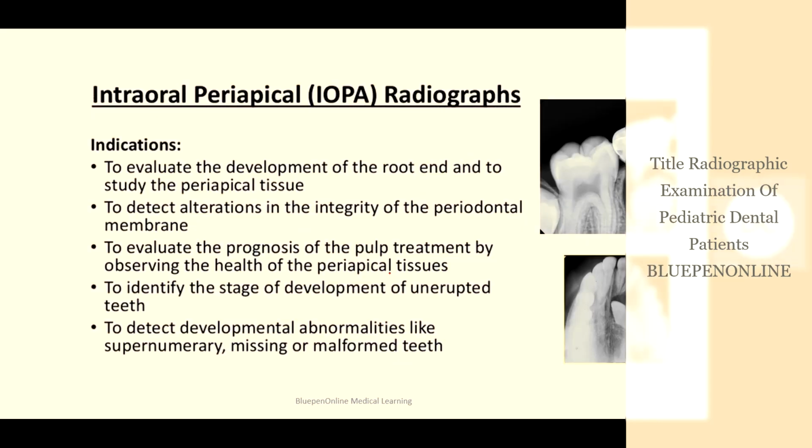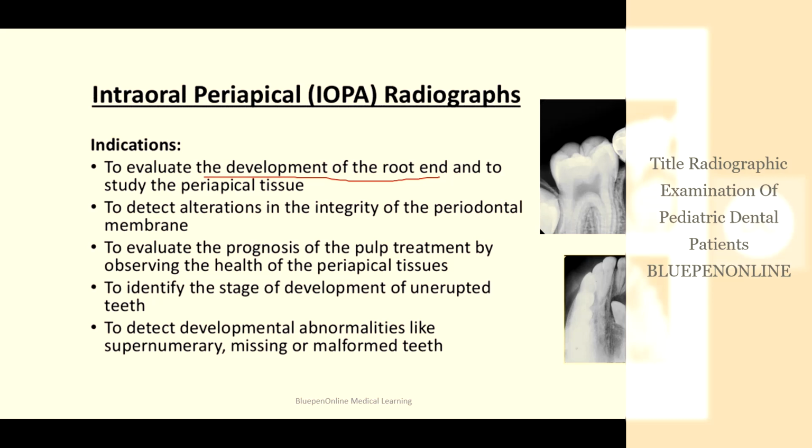So coming to intraoral periapical radiograph, which is an intraoral technique. So where is it commonly used? It is used in order to evaluate the development of the root end and to study the periapical tissue. So as its name suggests, periapical, in order to see the periapex. So we will come to know about the root length, how much of the tooth is formed in case of intraoral periapical radiograph.